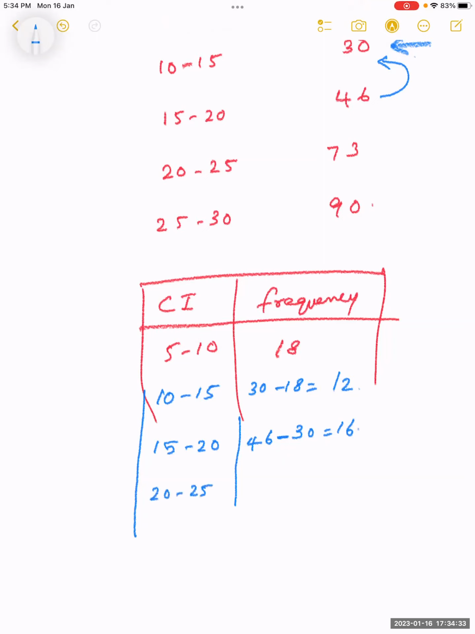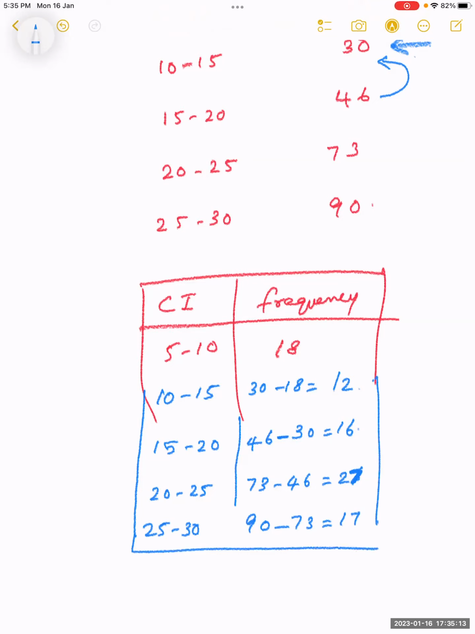Similarly, 20 to 25, it is 73 minus 46. What is it? 26? No, 27, I believe. Is it 27? Then 90 minus 73 would be 17. Yes. So this is the table.